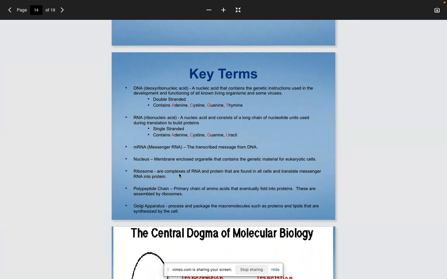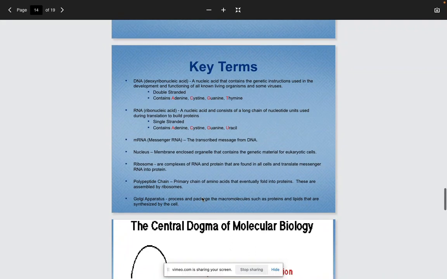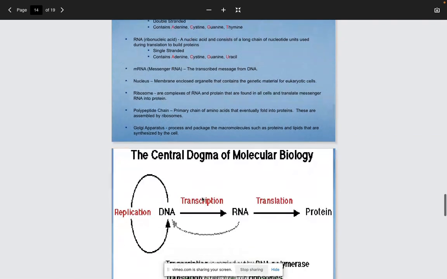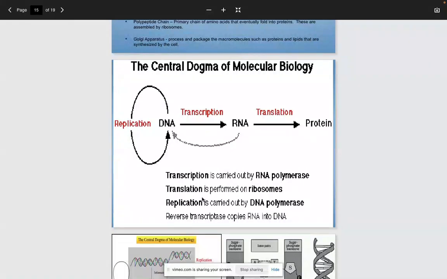So once we have proteins, then we're going to begin forming polypeptide chains. This is just going to be an assembly of amino acids that are going to eventually fold into proteins. And then once we have the proteins, the Golgi apparatus is like FedEx. They're responsible for sorting and sending out macromolecules such as proteins and lipids. This is the picture that is going to be very important, especially for examination or quiz purposes.